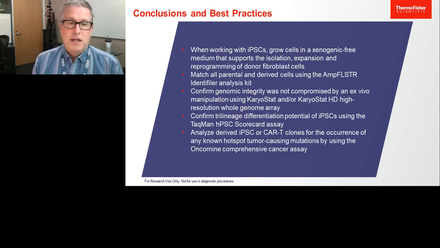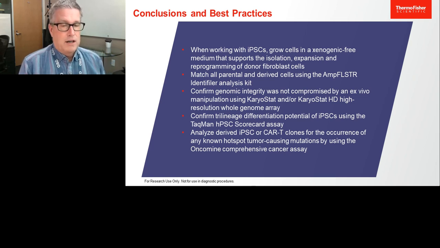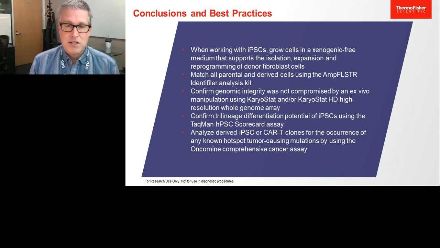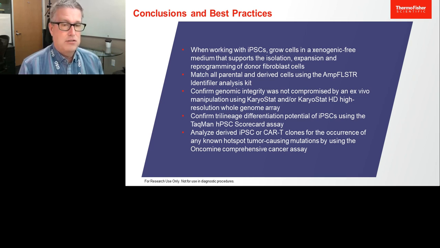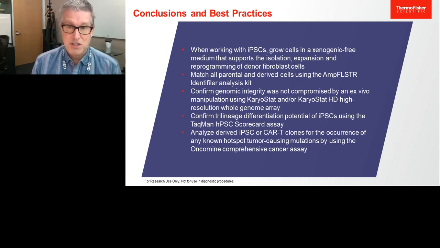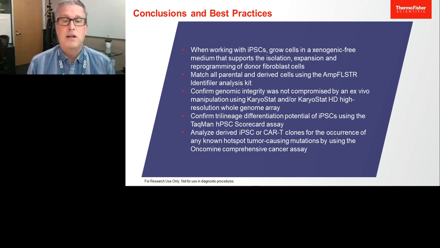And then finally, we recommend that when you are looking at CAR T cells or iPSCs, that you look for hotspot tumor-causing mutations that have been introduced by passaging the cell, using the Oncomine Comprehensive Cancer Assay. It's a very simple assay that will allow you to quickly identify whether or not new mutations in oncogenic hotspots have been introduced as a result of your passage.